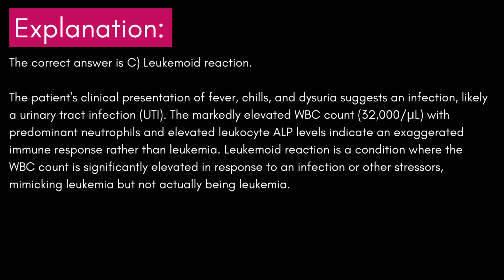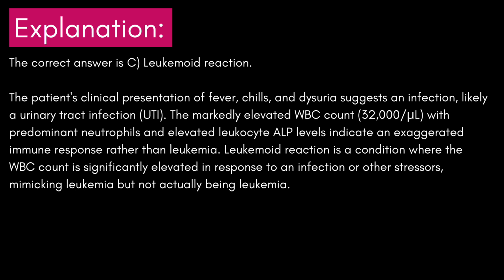The patient's clinical presentation of fever, chills, and dysuria suggests an infection, likely a urinary tract infection, UTI. The markedly elevated white blood cell count, 32,000 per microliter, with predominant neutrophils and elevated leukocyte ALP levels indicate an exaggerated immune response rather than leukemia. Leukemoid reaction is a condition where the WBC count is significantly elevated in response to an infection or other stressors, mimicking leukemia but not actually being leukemia.